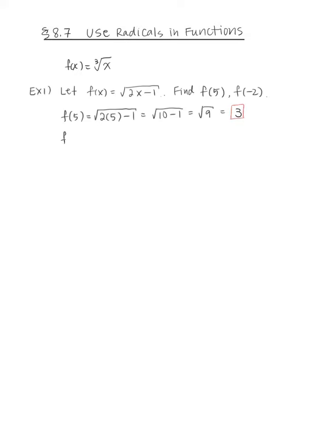Now let's take a look at f of negative 2. Okay, we're going to do the same thing. So we got 2 times negative 2 minus 1. So here what we're going to get is negative 4 minus 1, which is the square root of negative 5. Square root of a negative? That cannot happen. So in this case, our answer is going to be not a real number, or we can say that the function does not have a value at x equals negative 2. But let me write this answer as not a real number.